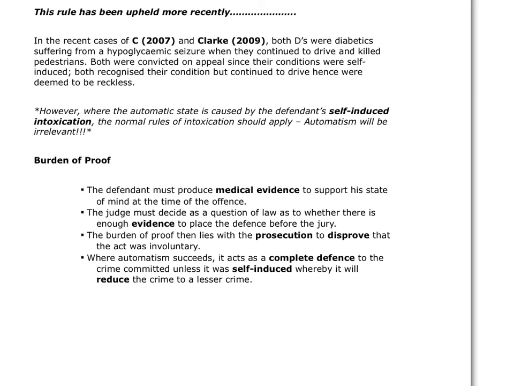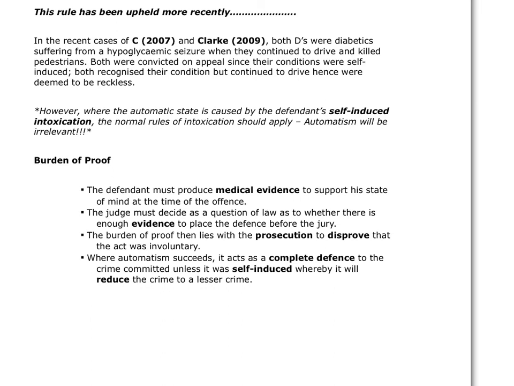Finally, for an essay, the burden of proof: the defendant has to produce medical evidence to support his state of mind at the time. He can't just allege a condition, he must have some medical evidence. The judge must then decide as a question of law whether there is enough evidence to even go to the jury. If there isn't, then it doesn't go to court at all. It doesn't go to the jury's attention. The burden of proof then lies with the prosecution to disprove that the act was involuntary. So they have to disprove automatism.